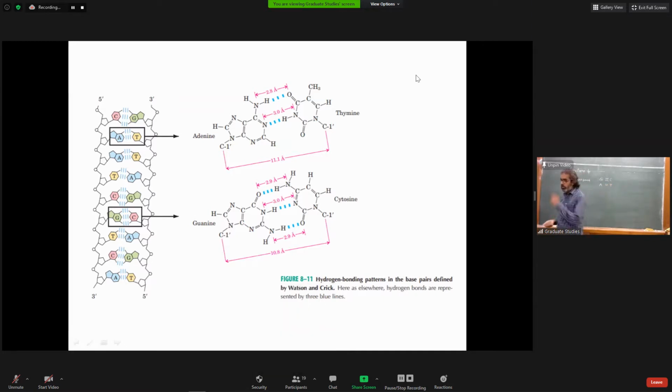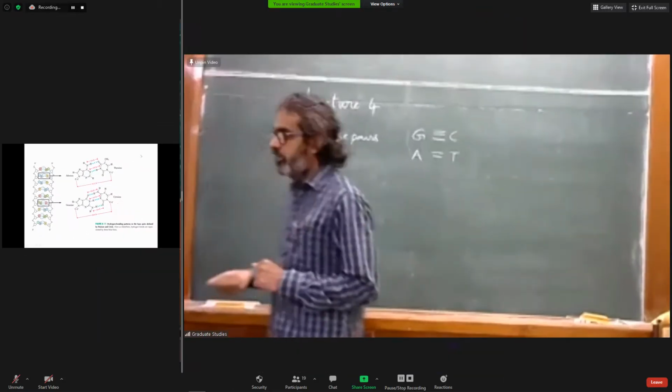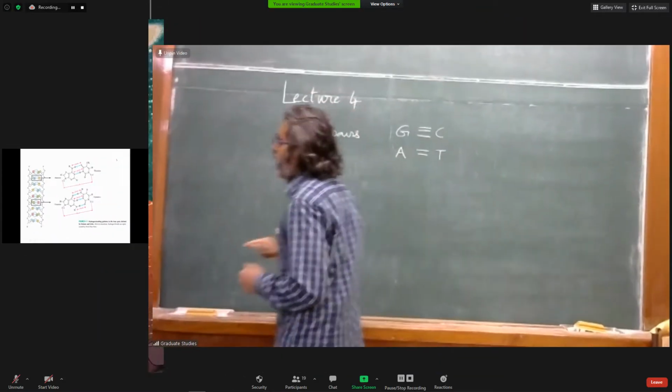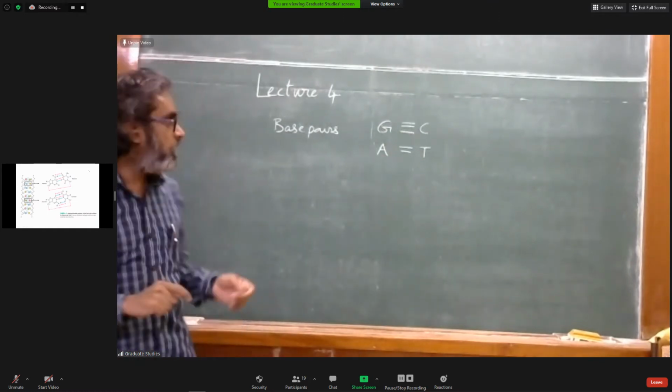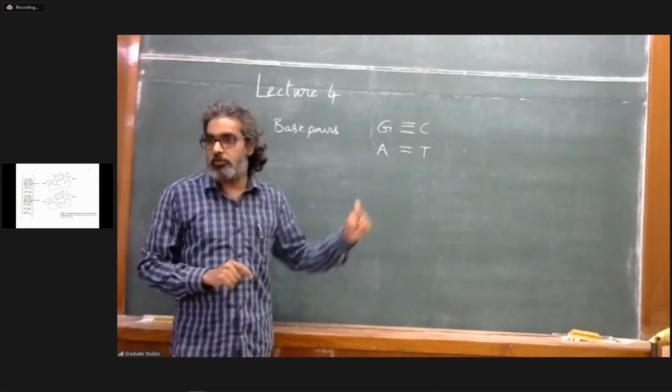The important thing here is that the bonding is hydrogen bonding. If you see the GC pair, it has three hydrogen bonds, and adenine and thymine have two hydrogen bonds.